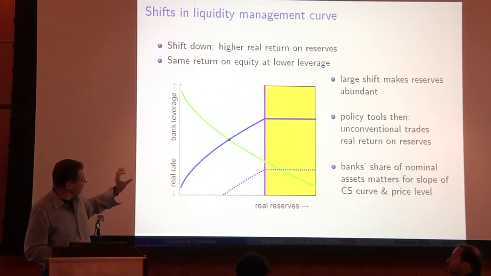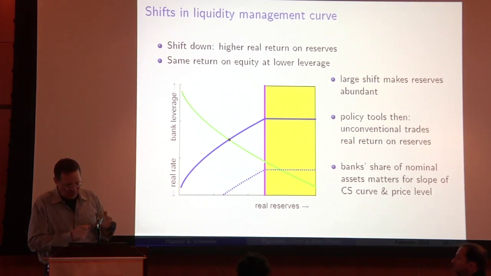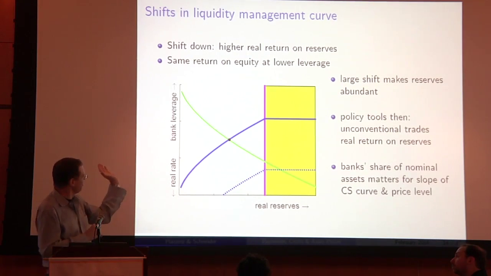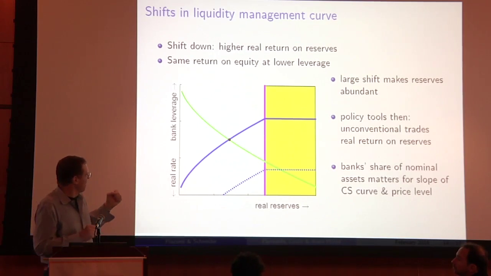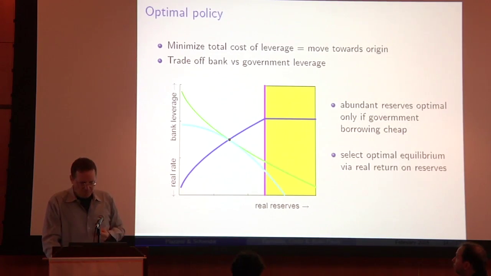What's interesting, what comes out in this two-layer structure, is that in order to think about policy that moves the interest rate on reserves and how that transmits to prices, it matters what banks' portfolios look like. Because it matters from the slope of the green curve, this capital structure curve, what is banks' share of nominal assets. If that is larger, any response of the price level to changes in the interest rate on reserves is smaller.